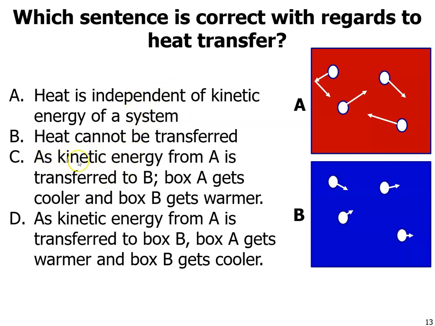So for C, as kinetic energy from A is transferred to B, so as heat is transferred to B, box A gets cooler and B gets warmer, which also means that the molecules in this box are going to have higher kinetic energy, so their average speed is going to increase versus A is going to decrease. So A is going to be cooler, B is going to get warmer. That is the correct one. And basically D is the opposite of that, also not true.